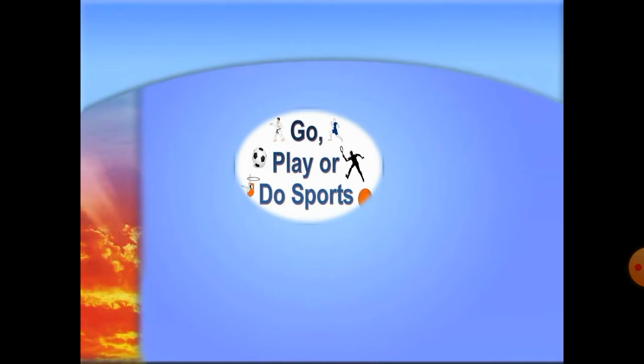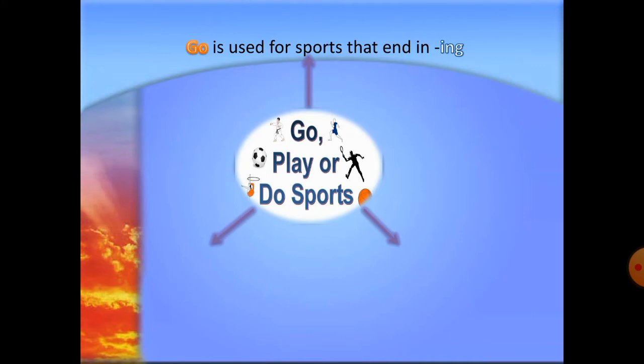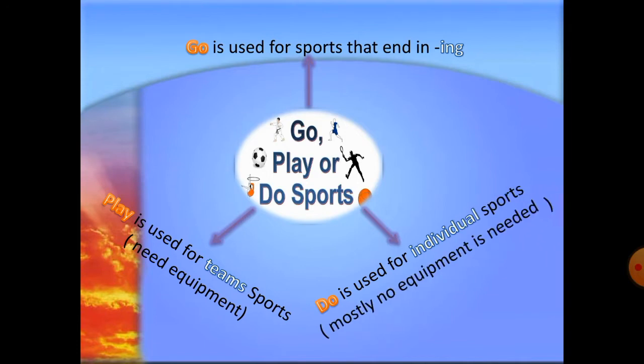Okay, talking about sports, we should keep in mind that we use three verbs to talk about our favorite sports. We have go, we have play, and we have do. So we're going to see the difference between the three verbs when talking about sports. Number one, go is used for sports that end in ing. For example, skiing. So we say I go skiing. Play, we use it for team sports in which we need equipment most of the time. And do is used for individual sports, mostly no equipment is needed, like karate, for example, martial arts, and so on and so forth.